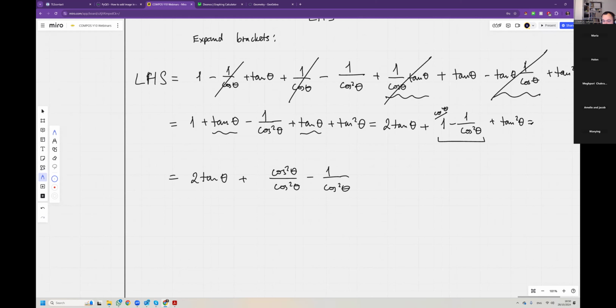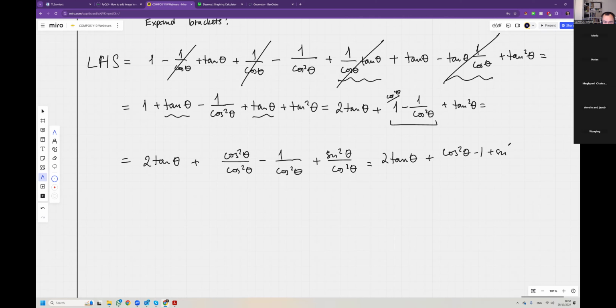Look, tan squared theta can be written as sine squared theta over cos squared theta. So as a matter of fact, these are all like terms. 2 tan theta plus cos squared theta minus 1 plus sine squared theta over cos squared theta, which is 2 tan theta plus cos squared theta plus sine squared theta. We already know that's 1. That's 1 minus 1 over cos squared theta, and the whole thing is 0. So 2 tan theta.